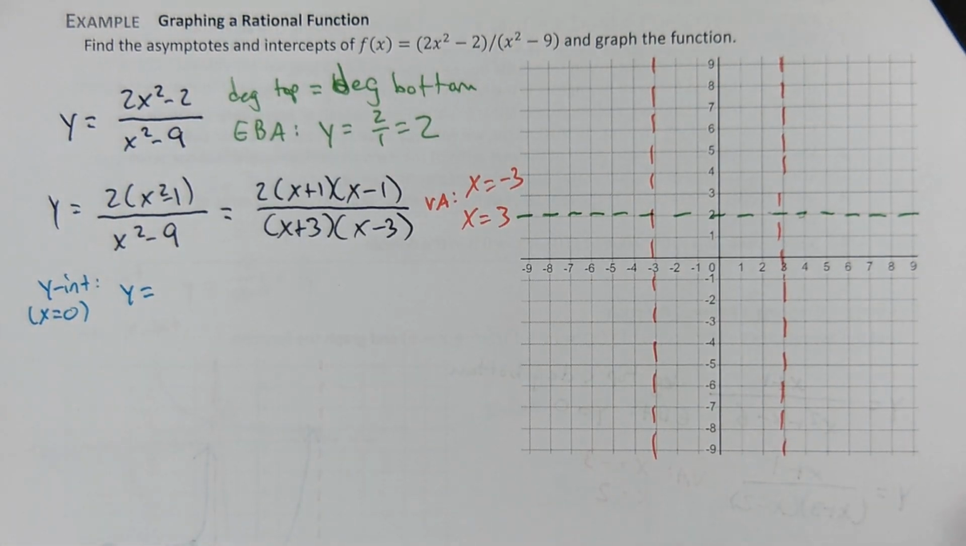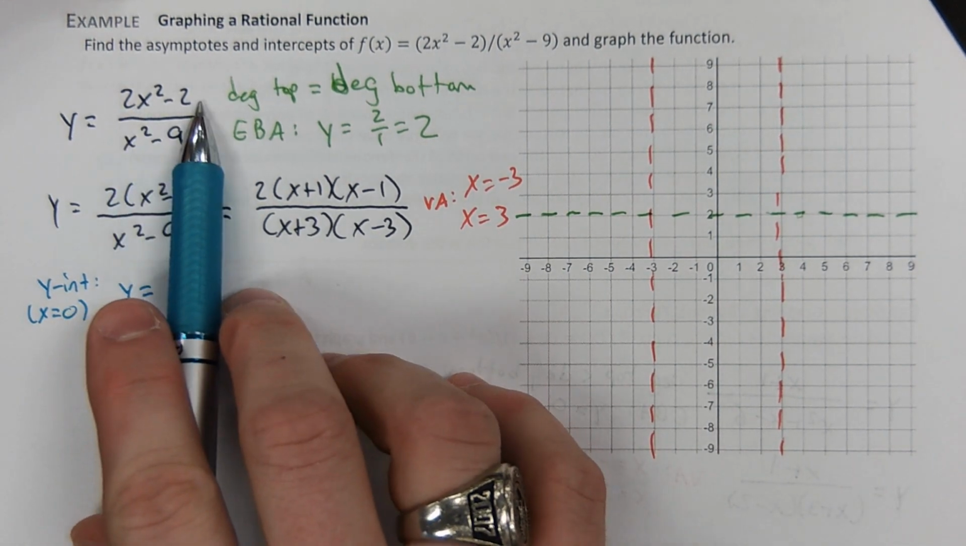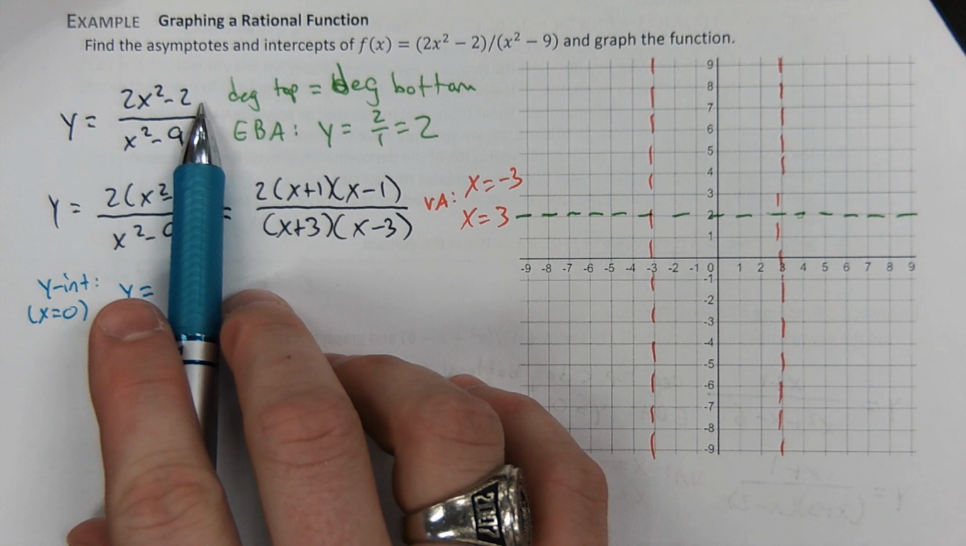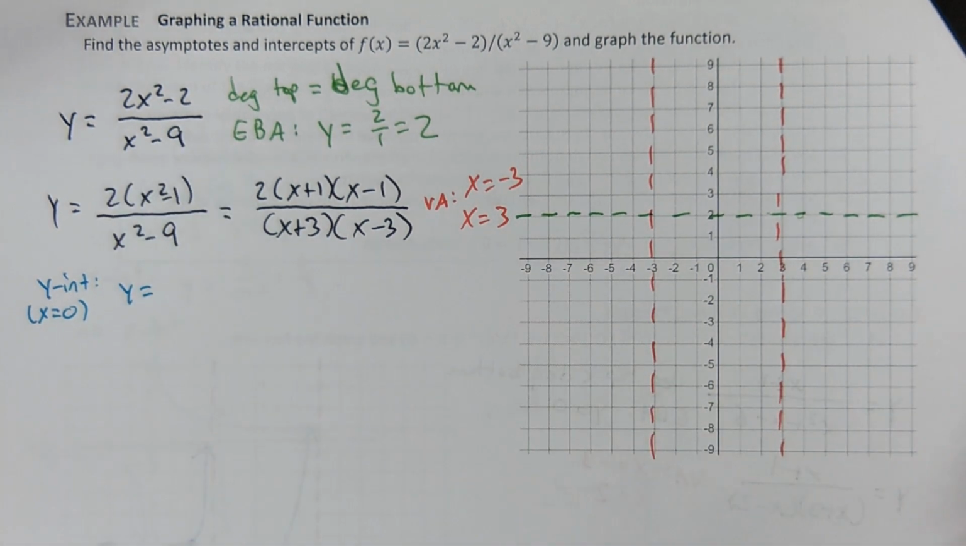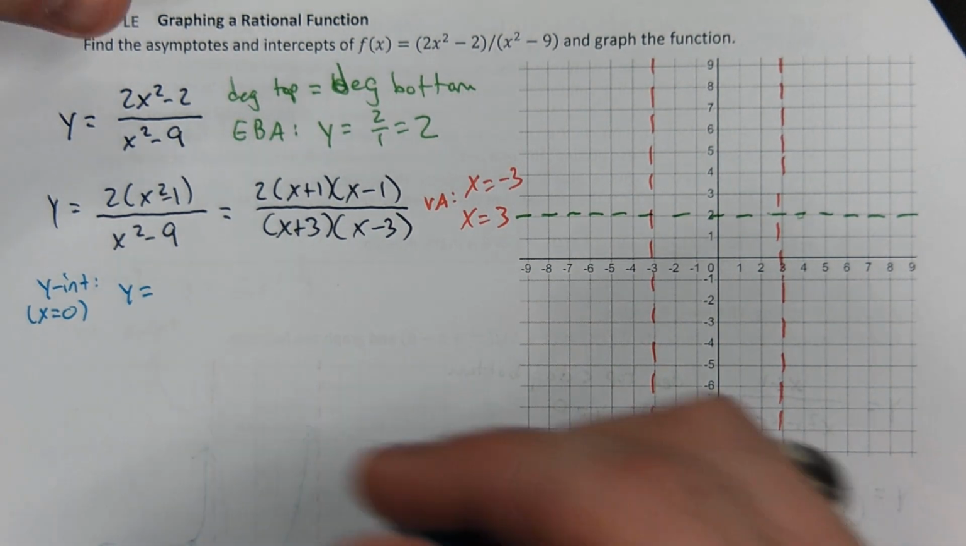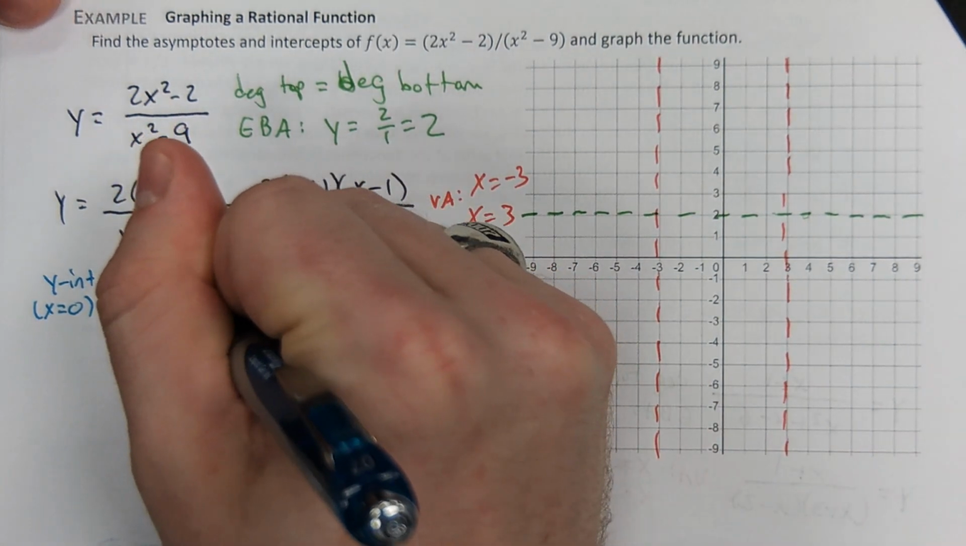What would you have on top? -2. What would you have on bottom? Is it that none of you know, or is that none of you care? I'm asking a question to my class. If x is 0, what is on top? -2. If x is 0, what is on bottom? -9. -2 over -9 gets you positive 2 over 9.